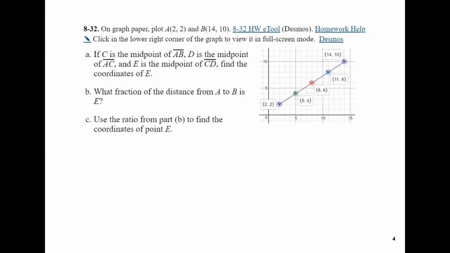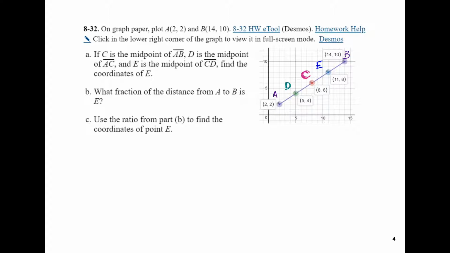8-32, on graph paper, plot A at the point (2, 2), plot B at the point (14, 10). If C is the midpoint of AB, so the midpoint of AB we're going to label as C, and D is the midpoint of AC, and E is the midpoint of CB, find the coordinates of E.